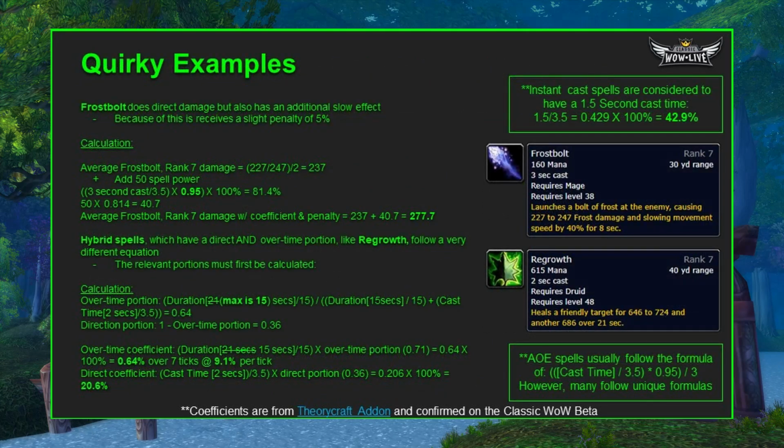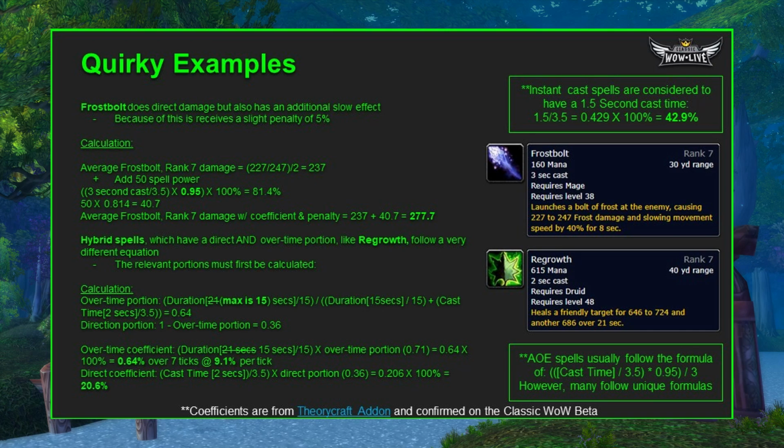Now let's briefly go over some quirky examples that don't really follow the rules. Frostbolt does direct damage, but also has an additional slow effect. Because it has that additional effect, it receives a slight penalty of the coefficient of 5%. So if we apply the same thing we learned about Healing Wave, we figure out that it should receive 85.7% of your spell power, considering it's also a 3-second spell. But we multiply by 0.95 for that extra 5% reduction, so our new coefficient is 81.4%.